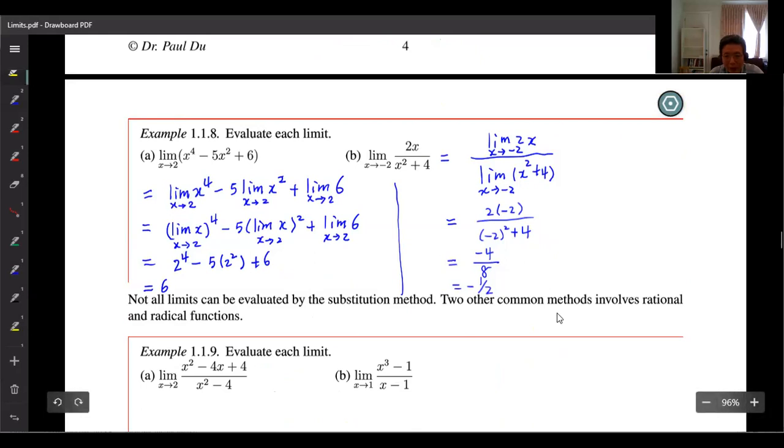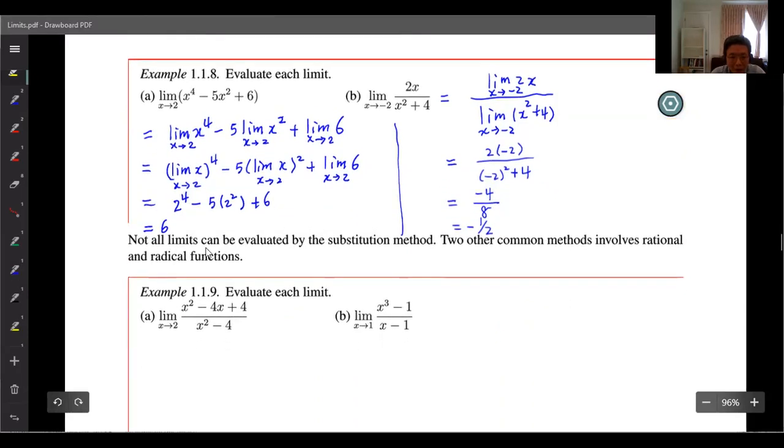Okay, very good. So now we're going to do something a little special. What happens if we cannot plug in directly? Not all limits can be evaluated by direct substitution. So we're going to introduce another two common methods, which involve some rational functions and some radical functions.